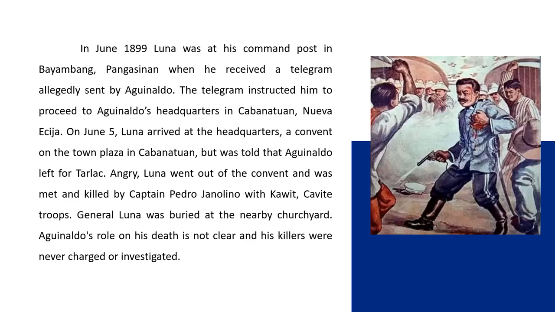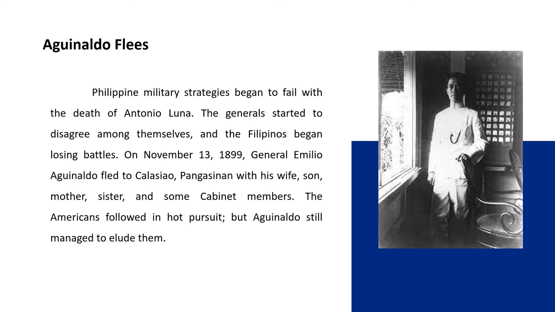Aguinaldo flees. Philippine military strategies began to fail with the death of Antonio Luna. The generals started to disagree among themselves and the Filipinos began losing battles. On November 13, 1899, General Emilio Aguinaldo fled to Kalasiao, Pangasinan with his wife, son, mother, sister, and some cabinet members. The Americans followed in hot pursuit, but Aguinaldo still managed to elude them.